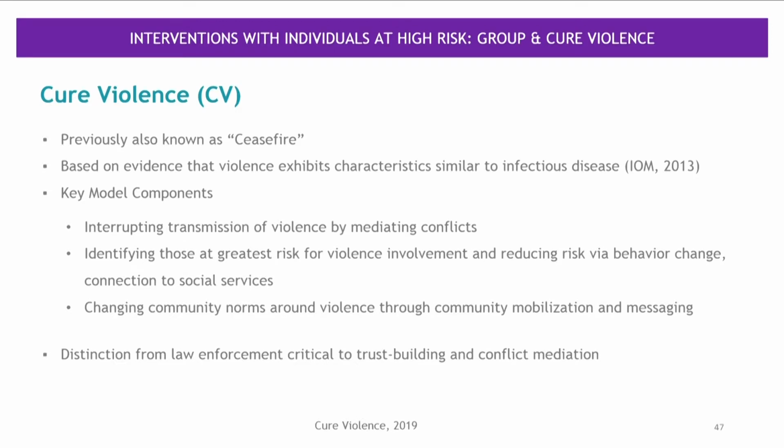The model entails 3 specific components: interrupting violence transmission by mediating conflicts and limiting the likelihood of retaliation, identifying those at greatest risk for violence involvement and reducing their risk through behavior change and linkage to needed services, and changing community norms around violence through community mobilization and anti-violence messaging.